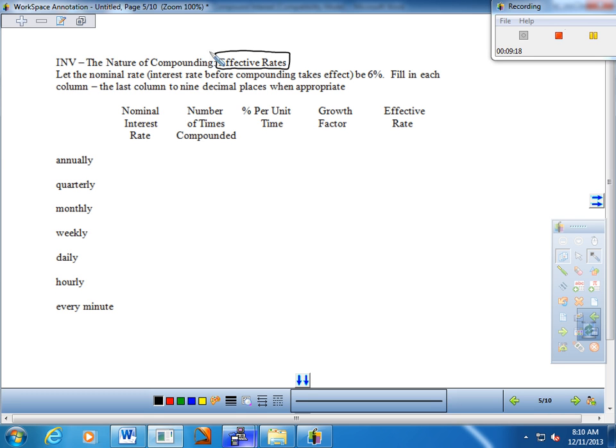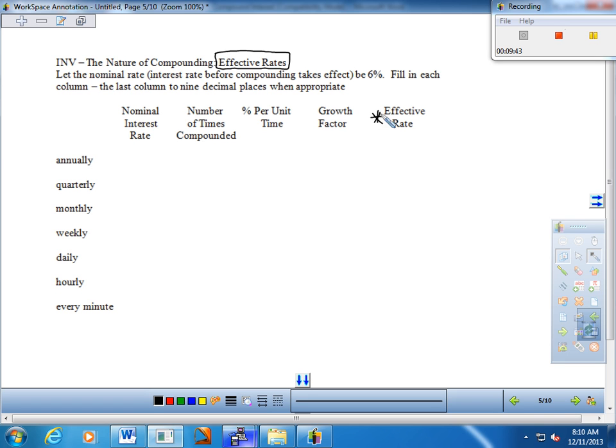So let me just read what we have here, and then we'll fill in the table to the best of our ability. It says, let the nominal rate, so of course, as we said, the interest rate before compounding takes effect, we'll just make it be 6%, a nice easy number. Fill in each column, and you'll see on the last one why I say this, the last column to 9 decimal places when appropriate. All right, first and foremost, put a little asterisk, if you would, by that effective rate. That's the one I really want to focus in on.